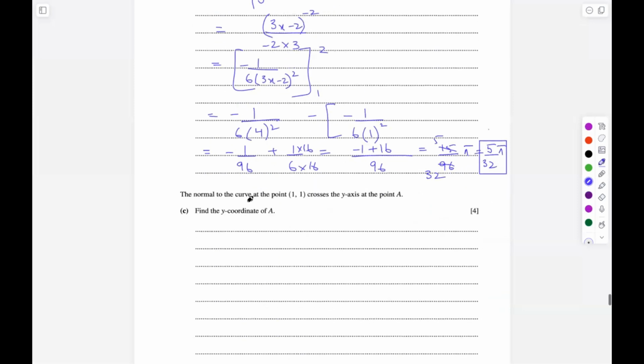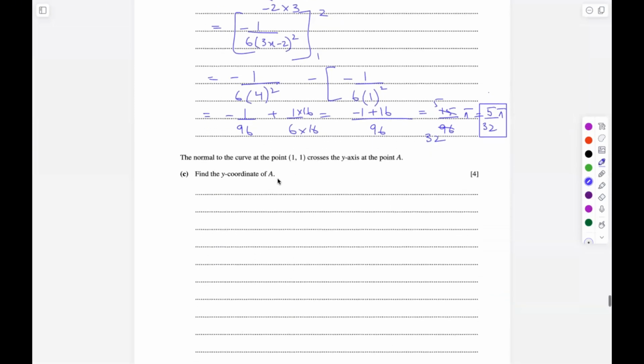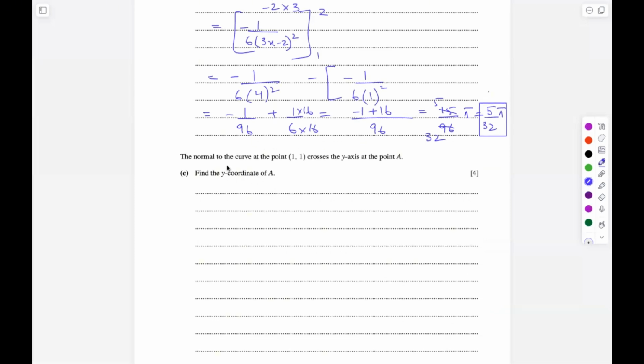In part C, it says that the normal to the curve at the point (1, 1) crosses the y-axis at point A. We have to find the y-coordinate of A. Now, to find the y-coordinate of A, first we need to find the equation of the normal. And to find the equation of the normal, we need the gradient and a point. We already have a point. To find the gradient, we'll first find dy/dx of the expression, which will give us the gradient of the tangent.